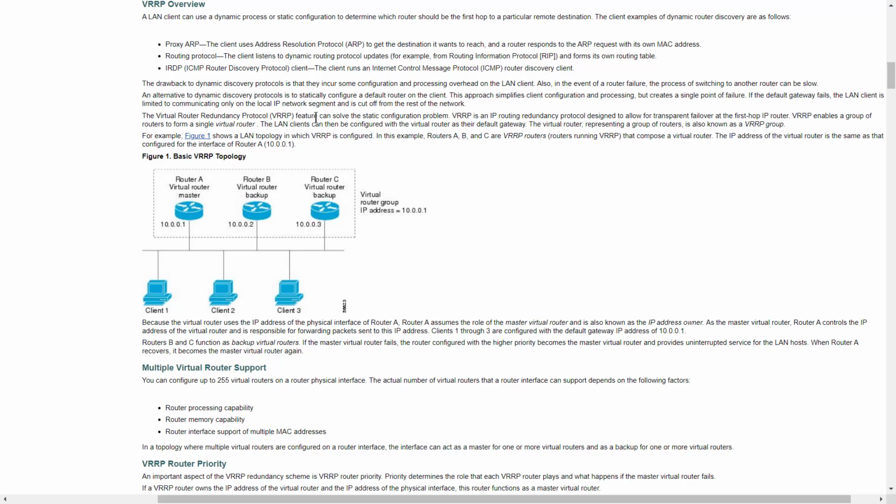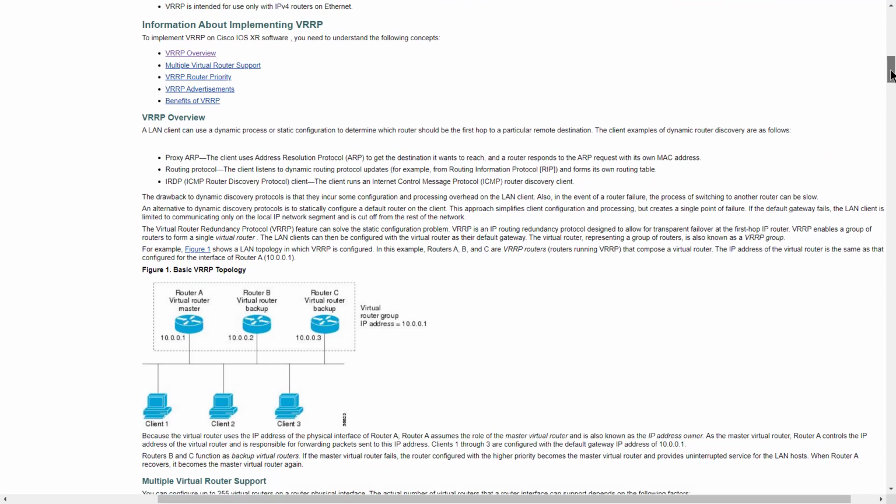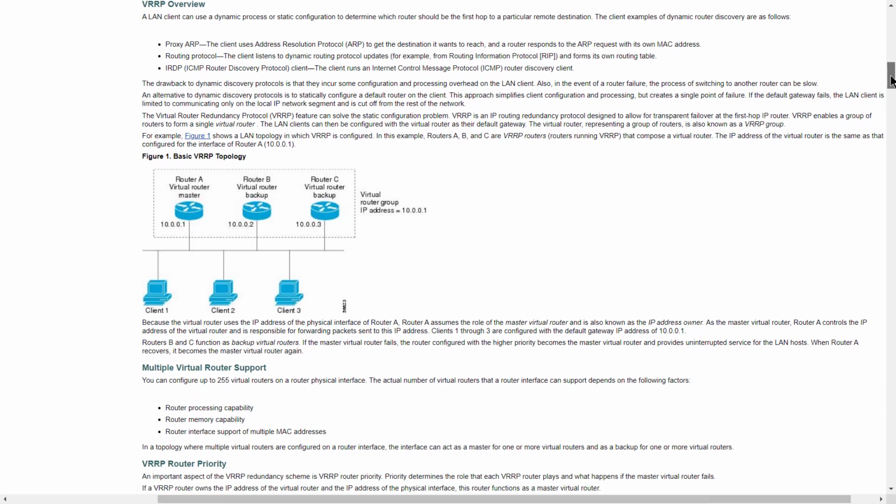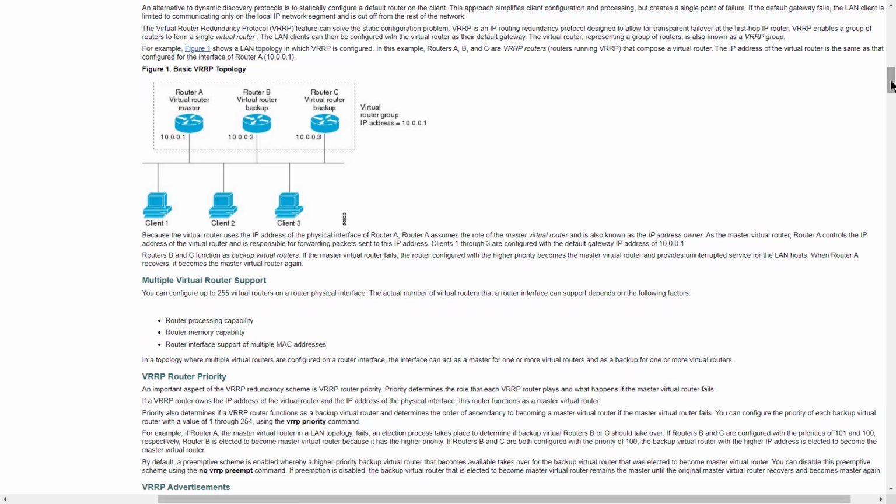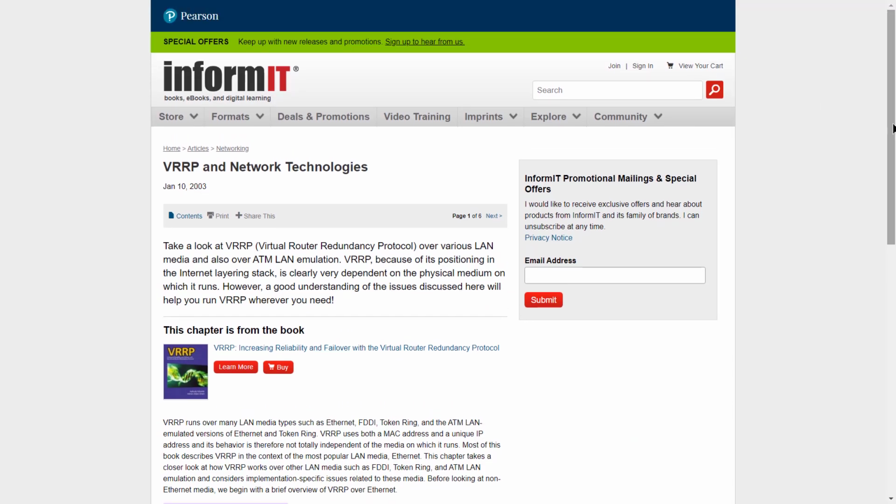This page explains what VRRP is, which is very much needed to understand the topic, so you can explore more on this site. But we are more interested in the question, which asks what the virtual MAC address is. That is not explained in this site, so let's explore another site, Inform IT, where the MAC address is explained.